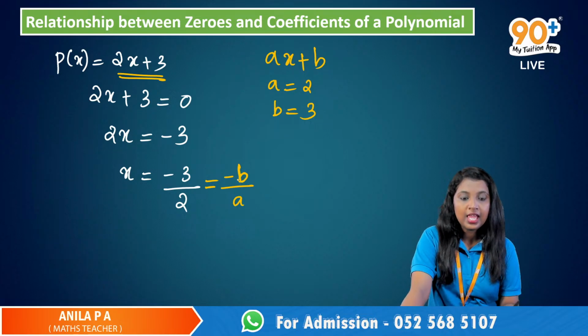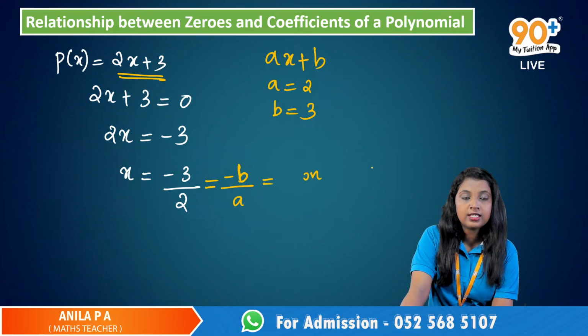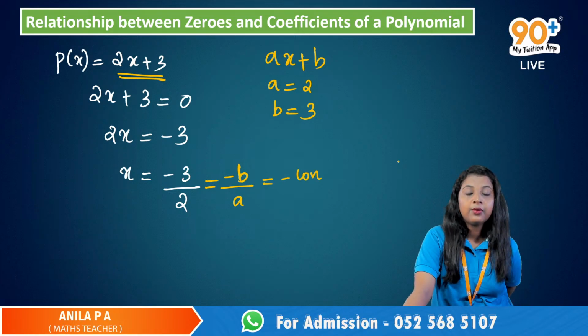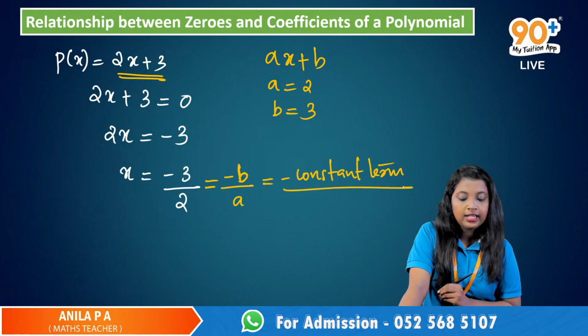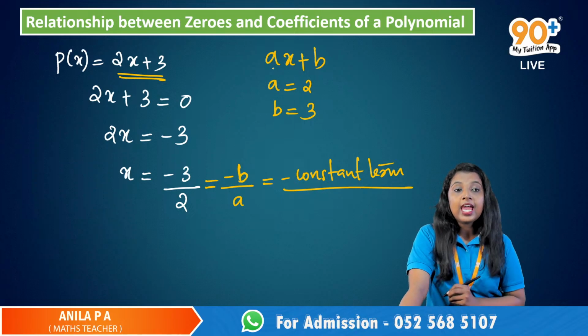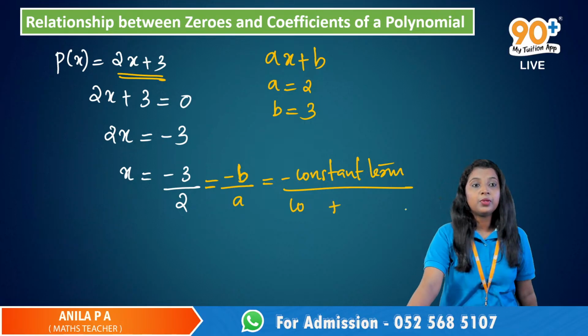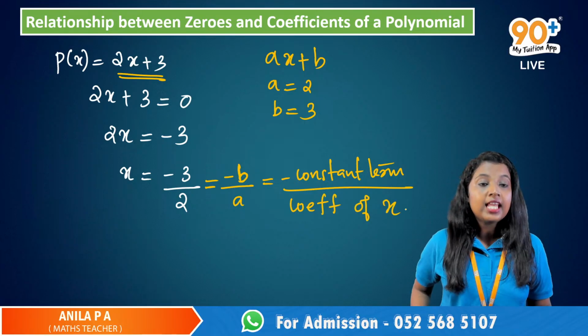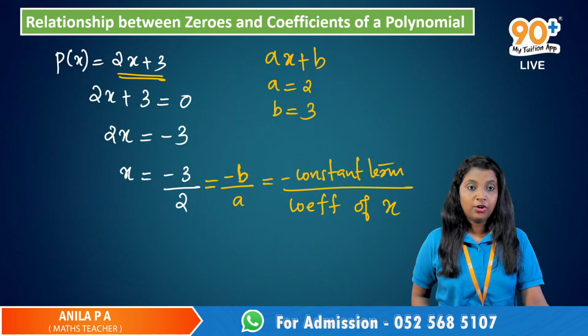What is this b? B is the constant term. So minus the constant term divided by, what is this a? A is the coefficient of x. So this is the relationship between the coefficients and zeros of a polynomial in the case of a linear polynomial.